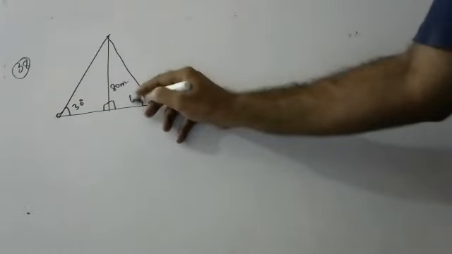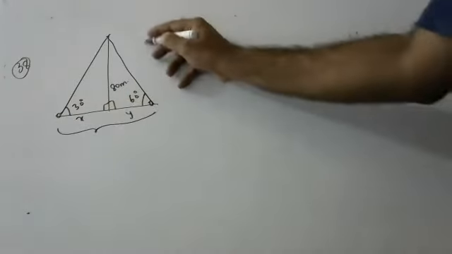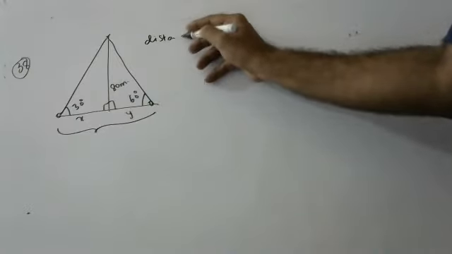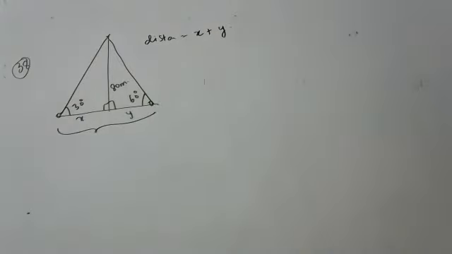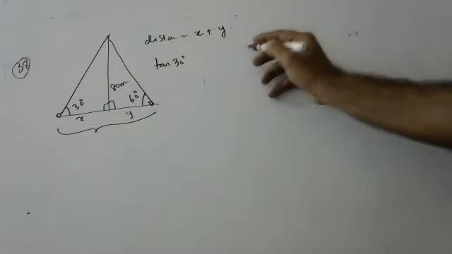One is looking at 30 degrees, one is looking at 60 degrees. This is x, this is y. He's asking to find the distance between the two men. The distance between the two men can be found using x plus y. Vishwa, tell me, tan 30, tan 60.